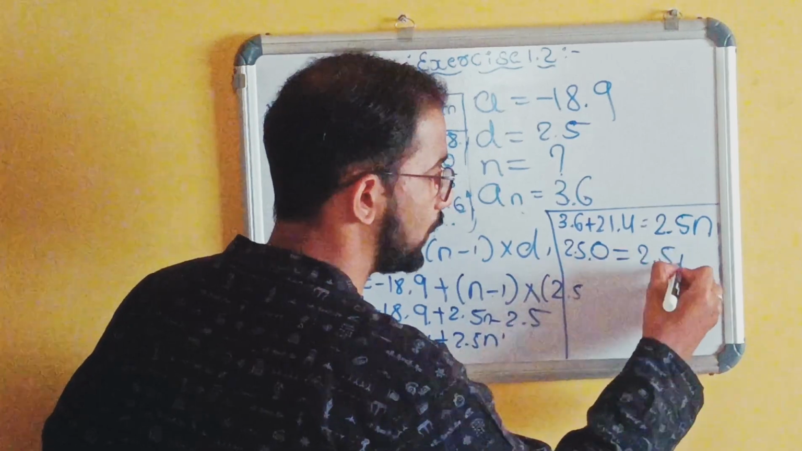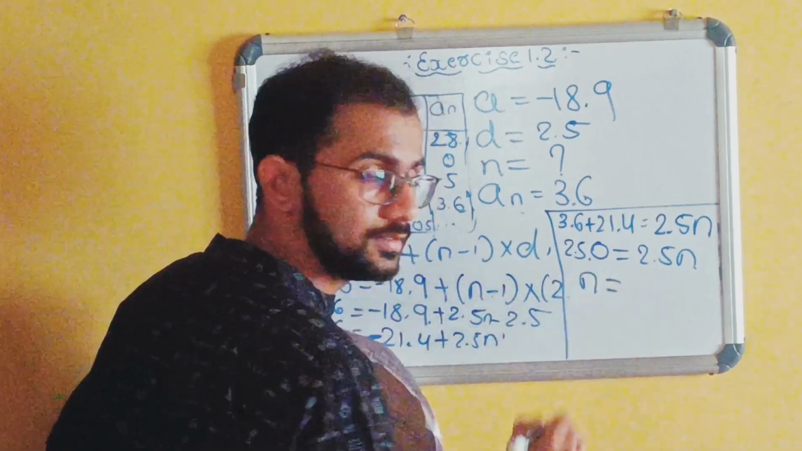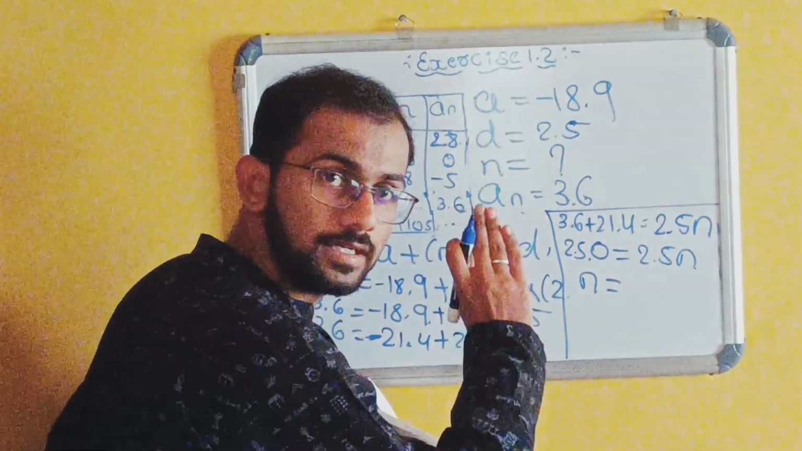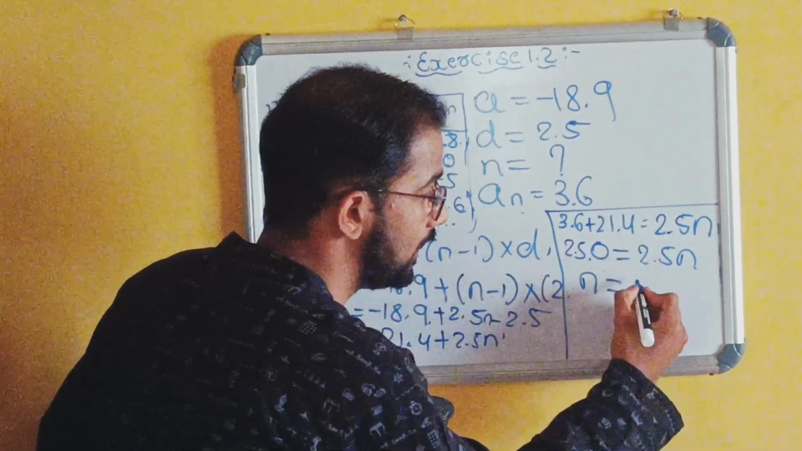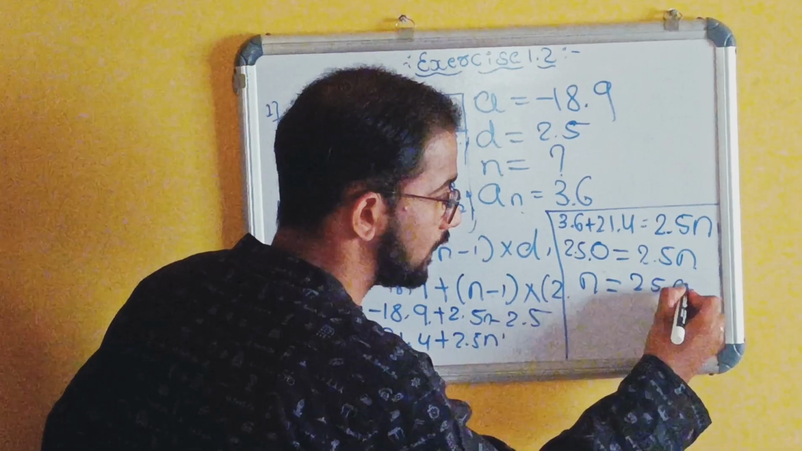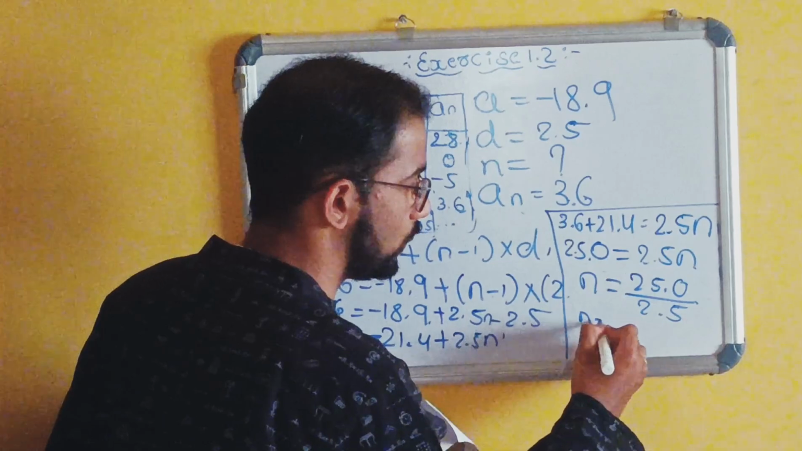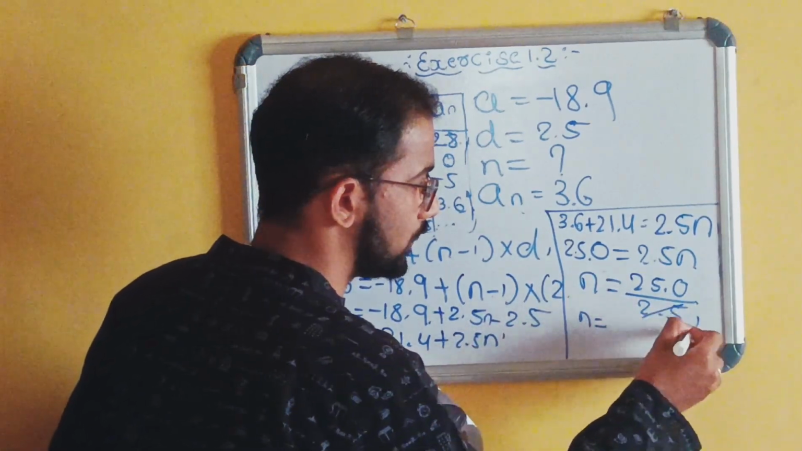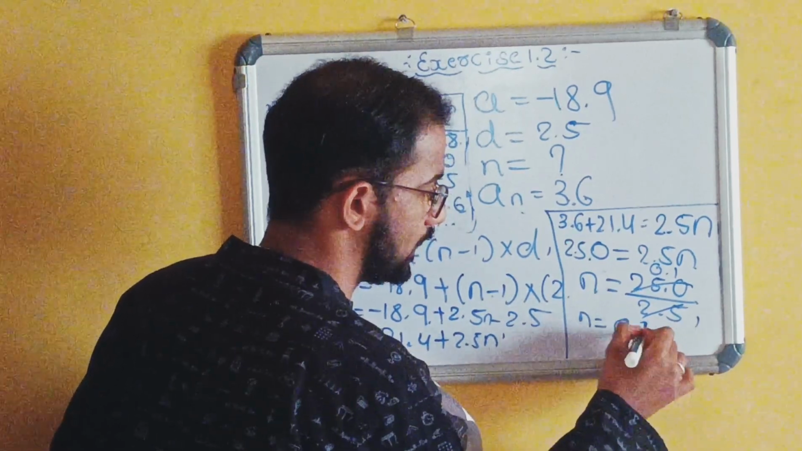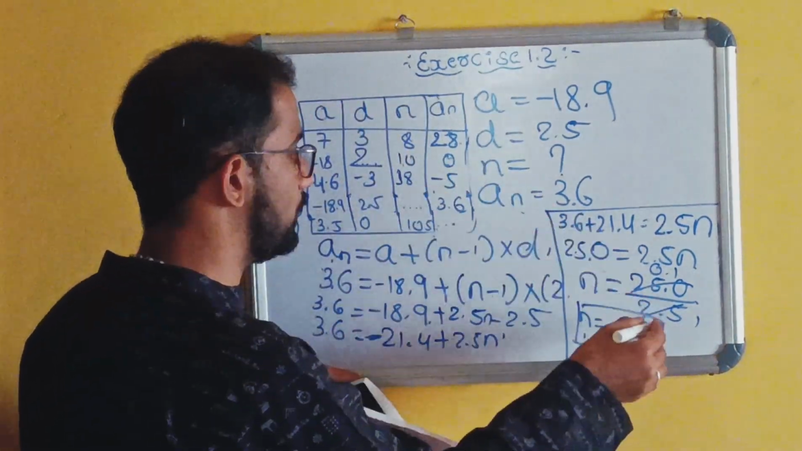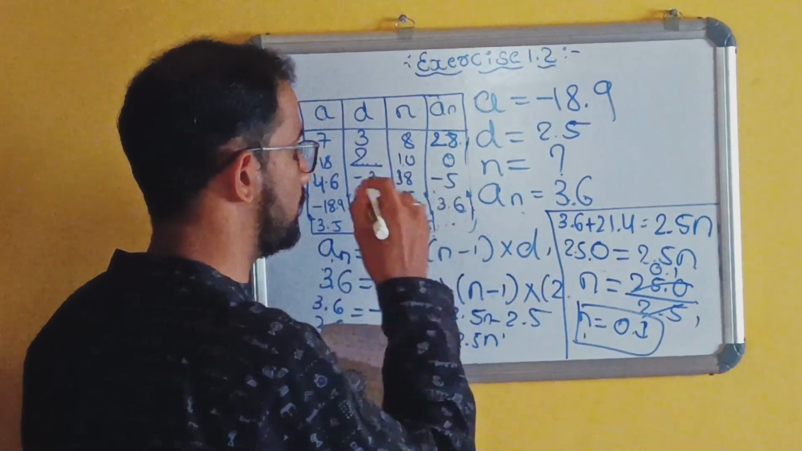equal to 2.5 N. So the task is N. We need to calculate N. Keep it as it is and shift this 2.5 to the other side. It will become 25.0 divided by 2.5. Now N equal to 25 divided by 2.5, N equals 10. N means, if you consider 25 by 2.5, this is the value.